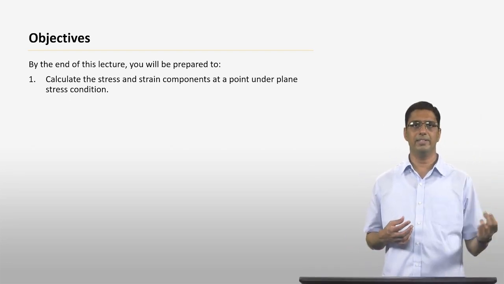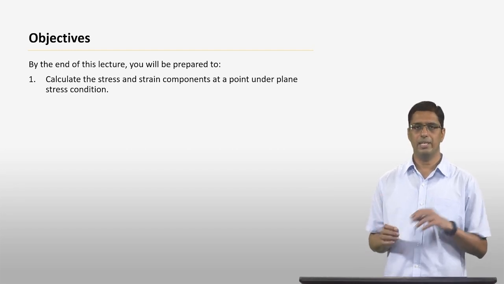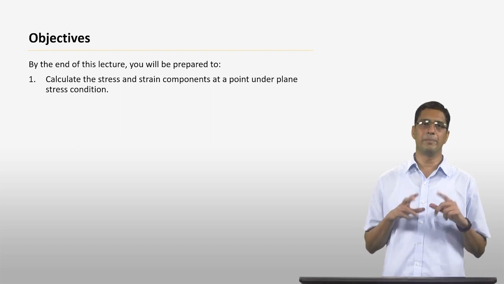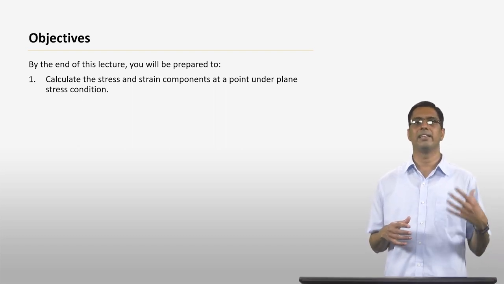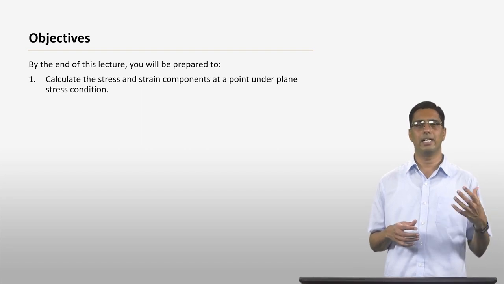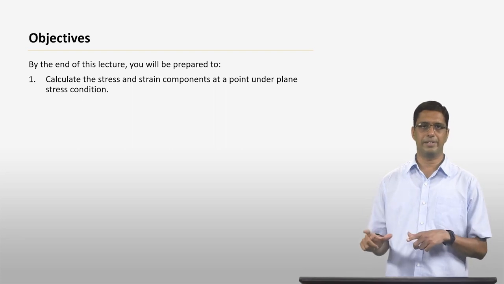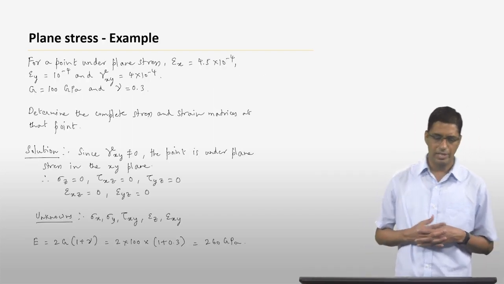So if you are given some of the stress and strain components at a point, and it is specified that it is under the plane stress condition, you must be able to use that information to evaluate the other stress and strain components at that point and then form the full stress and strain matrix at that point. Okay, that is what we'll try to learn here. So here is the problem.